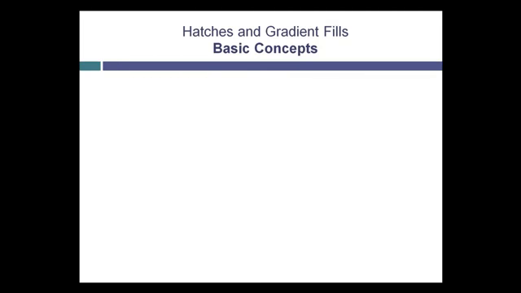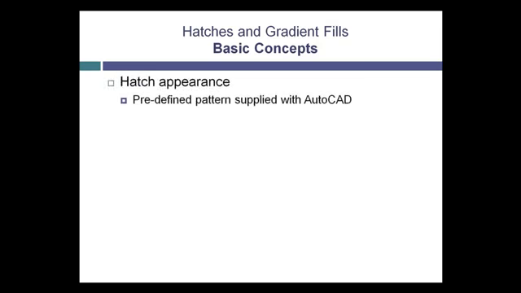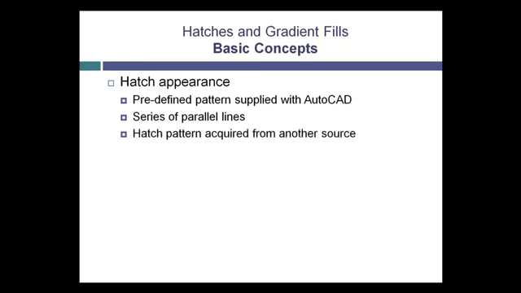When you apply a hatch, you can choose the appearance of the hatch pattern by selecting the desired pattern from a set of predefined hatch patterns supplied with AutoCAD. If you prefer, you can define a simple pattern of parallel lines on the fly. You can also add additional hatch patterns to the library, either by acquiring them from a third party or creating them yourself.